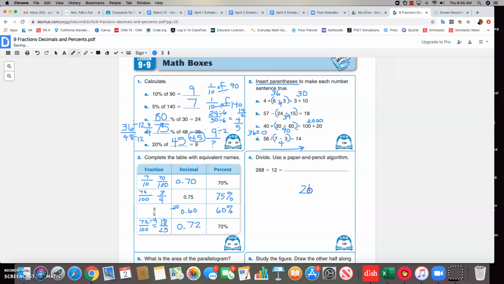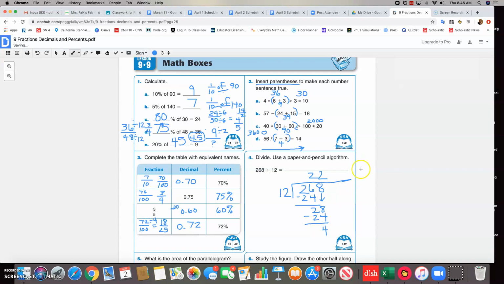Okay, 268. I'll just show you this work real quick. This is review. I hope you're all doing well with this. 12 goes into 2 zero times. 12 goes into 26 twice, which is 24. I have a remainder of 2. Pull down the 8. 12 goes into 28 2 times, which is 24 again. I have a remainder of 4.